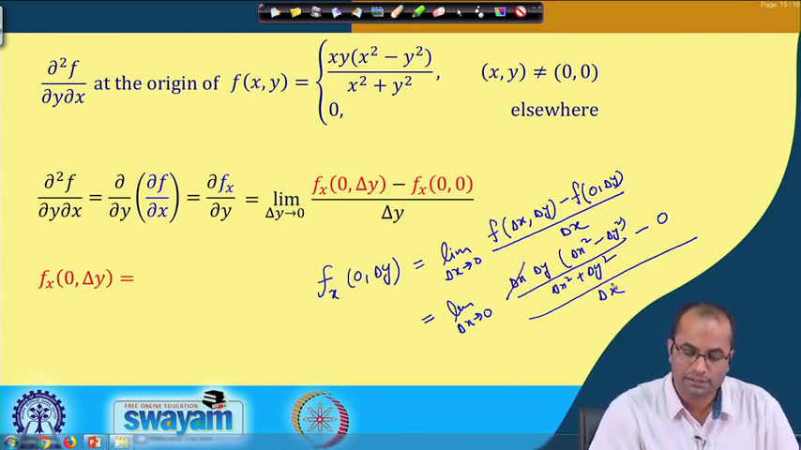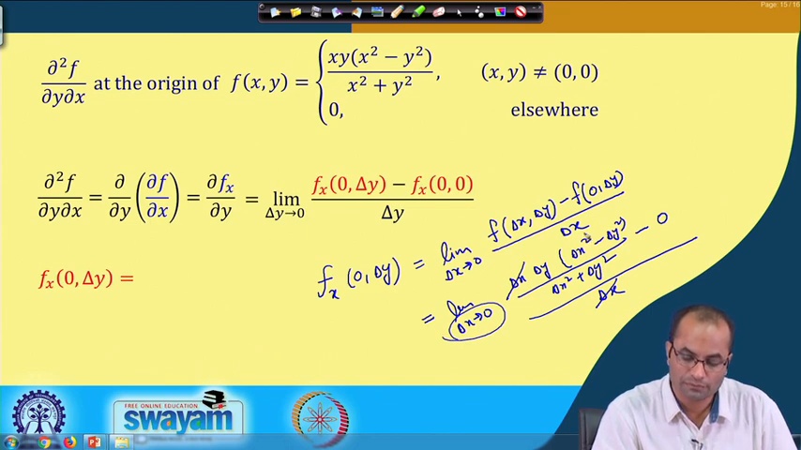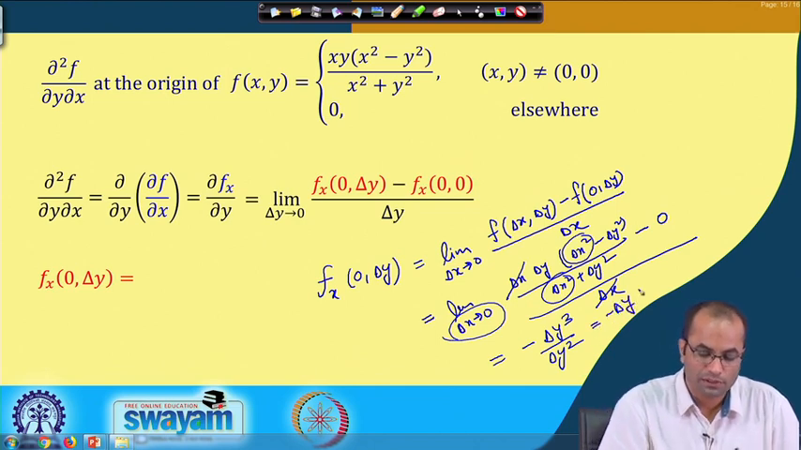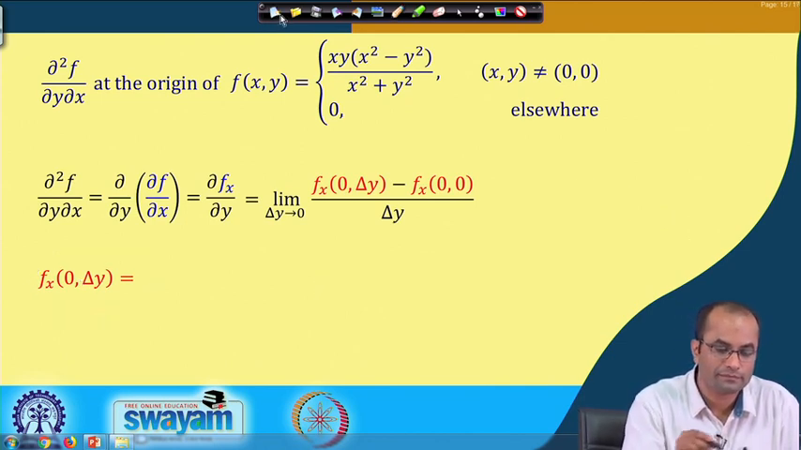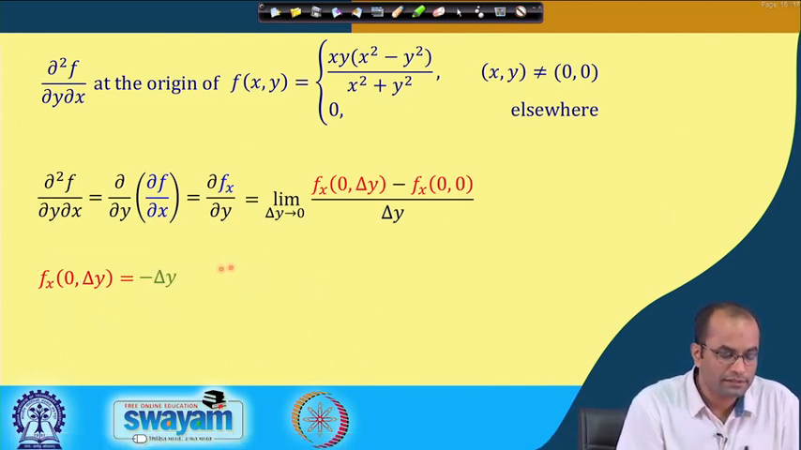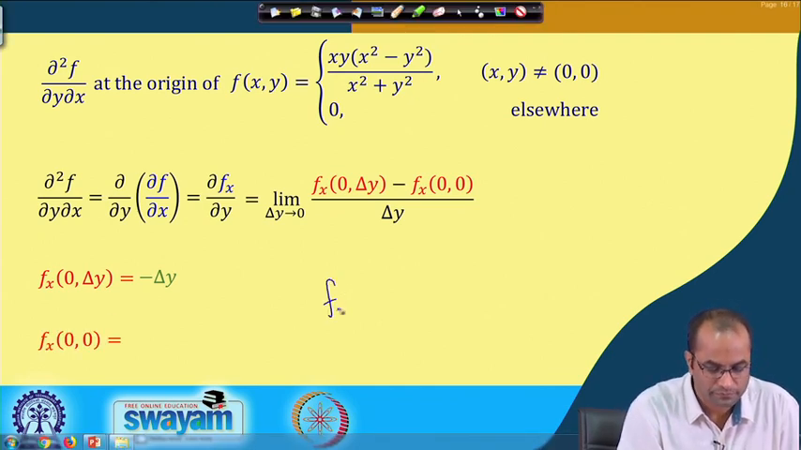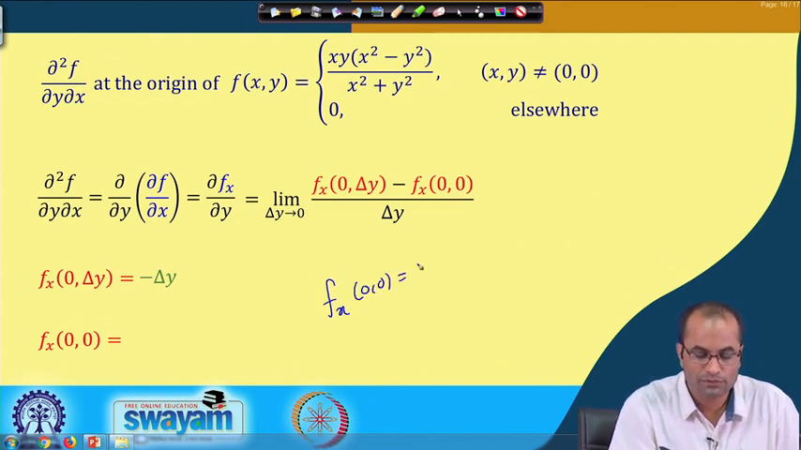So, in this case this delta x and delta x will be cancelled, and we are taking the limit delta x goes to 0. So, this term will go to 0 and this term will go to 0, and we will get here minus delta y cube over delta y square, which will be minus delta y. So, now this derivative here is minus delta y, minus delta y, and then f_x at (0, 0). So, this f_x at (0, 0), we have to use again this definition.